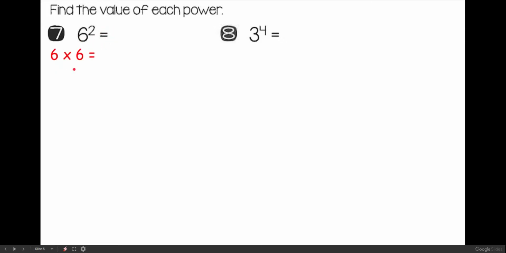Well, it's 6 times 6. And what is 6 times 6? Well, it's 36. What is 3 to the power of 4?